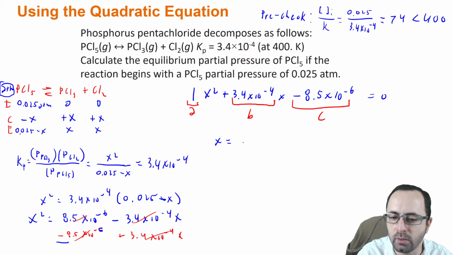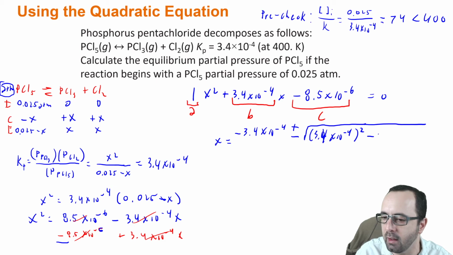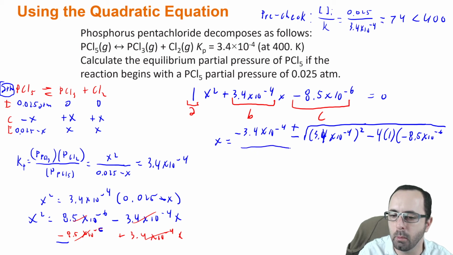x equals minus b, so negative 3.4 times 10 to the minus 4, plus or minus. So we're going to have to do two things up there. b squared, so 3.4 times 10 to the minus 4 squared, minus 4ac, minus 4 times 1 times negative 8.5 times 10 to the minus 6. And this is all divided by 2a, so 2 times 1.